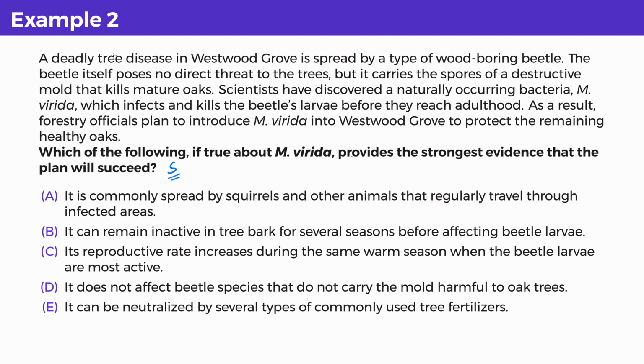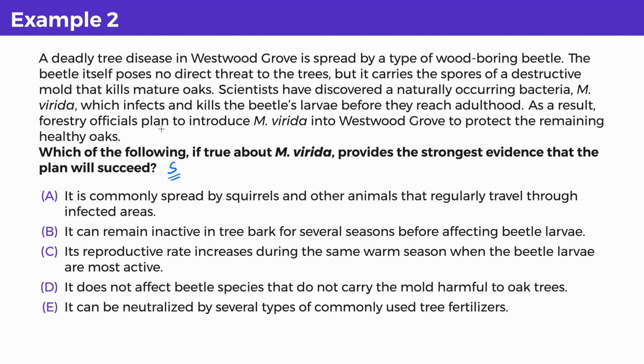Let's read the argument. A deadly tree disease in Westwood Grove is spread by a type of wood-boring beetle. The beetle itself poses no direct threat to the trees, but it carries the spores of a destructive mold that kills major oaks. Scientists have discovered a naturally occurring bacteria, M. virida, which infects and kills the beetle's larvae before they reach adulthood. As a result, forestry officials plan to introduce M. virida into Westwood Grove to protect the remaining healthy oaks.